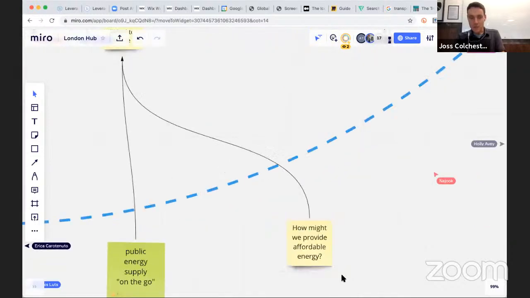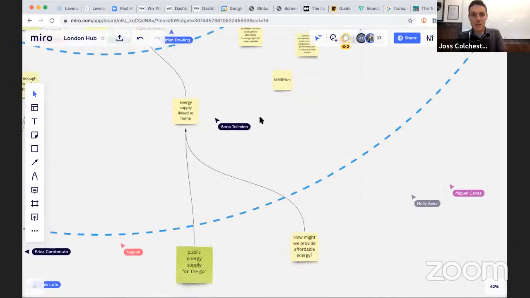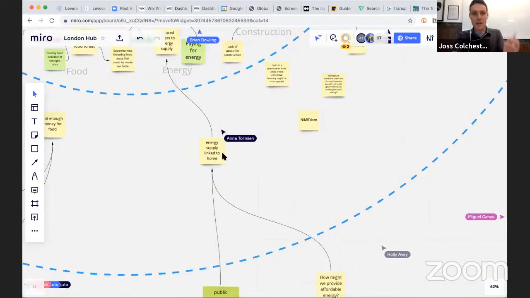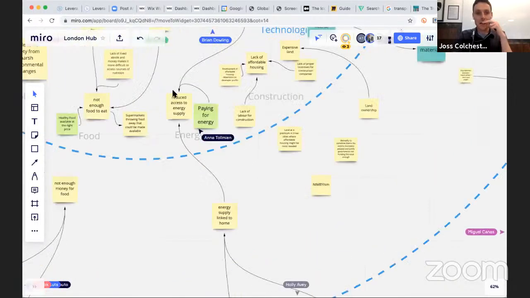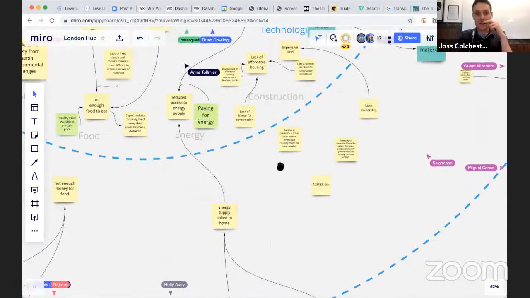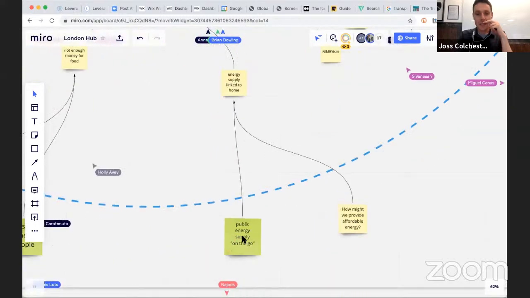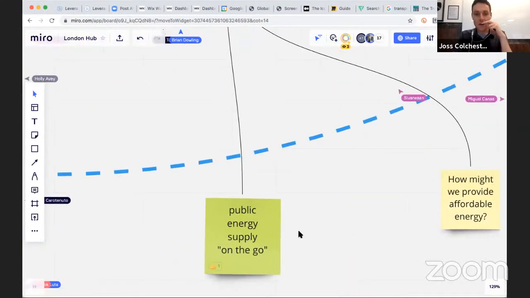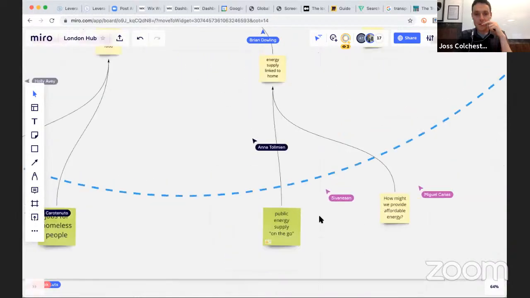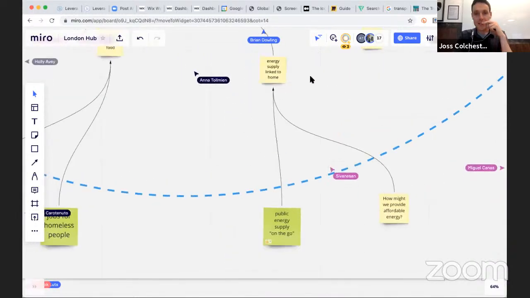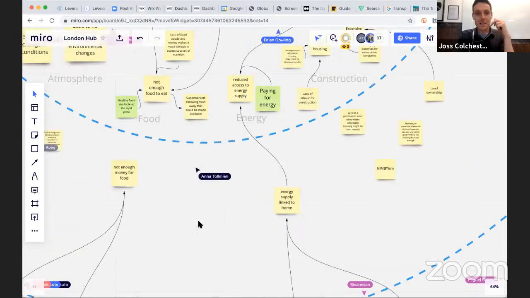How might we provide affordable energy? So we had one here, energy supply linked to homelessness, reduced access to energy, so it's feeding into that. Public energy supply on the go. Yeah, even got a little thumbs up there. Well done, you got two thumbs up. And this goes into energy and looking at that aspect of it.